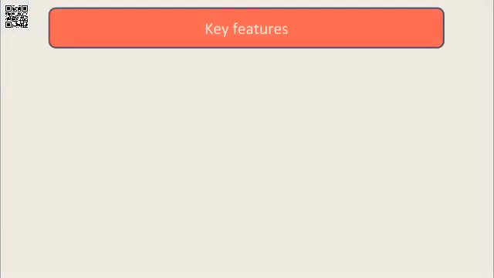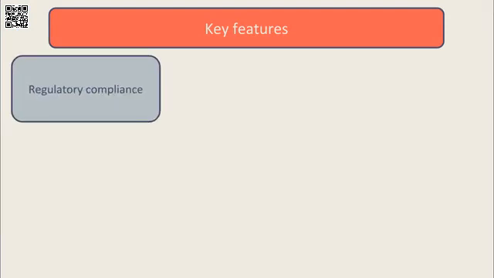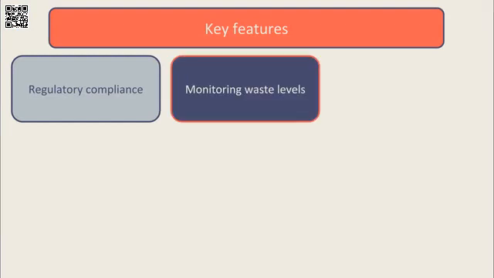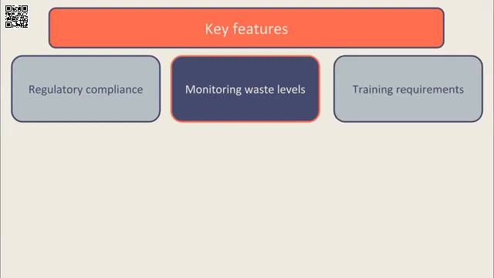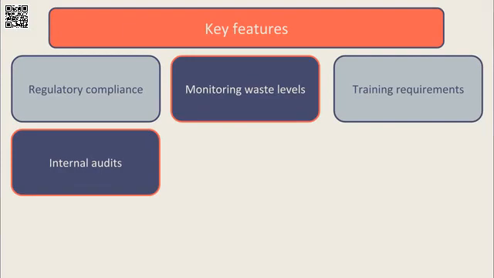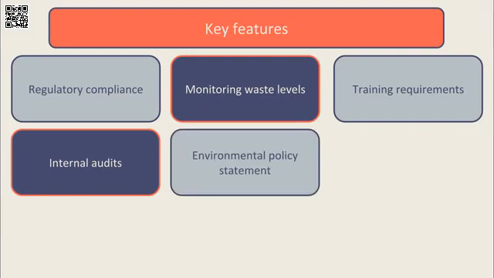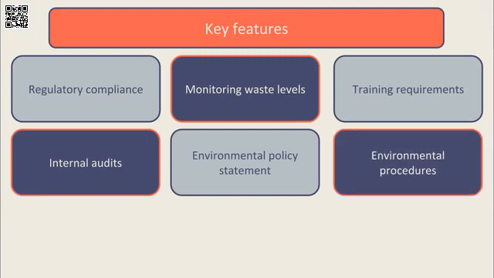Key features of a company's environmental management accounting system might include some of the following. Ensure regulatory compliance. This might include monitoring waste levels to ensure they are not exceeded, or ensuring staff receive a standard level of training. A company may carry out internal audits to ensure it is compliant. The company should have an online environmental policy statement. The company's public relations department might have a defined set of environmental procedures.